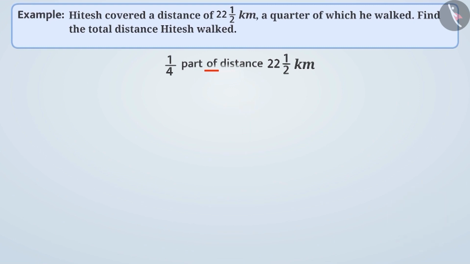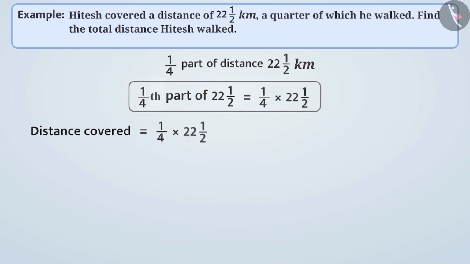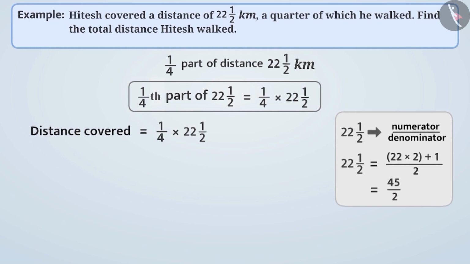Absolutely correct. It is used to denote multiplication. In this way, we have to multiply 22.5 by 1 by 4 to get 1/4 part of 22.5. Hence, the distance covered by Hitesh is equal to 1 by 4 into 22.5. We will first convert this number 22.5 to an improper fraction. Now we can multiply 1 by 4 and 45 by 2.